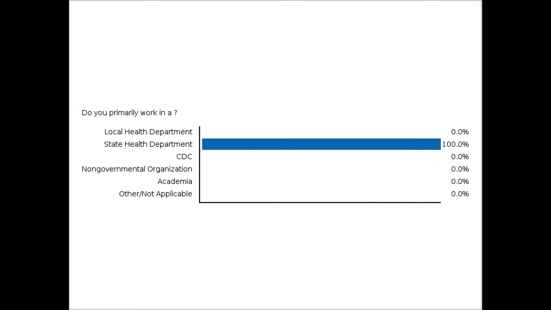One of the things we'd like to do is always do a couple of poll questions throughout our session to, first of all, find out our audience. So if everybody could take a minute and indicate, where do you primarily work? Is it a local health department, state health department, CDC, non-governmental organization, et cetera? Just click on the bubble, and we'll see what the poll tells us.